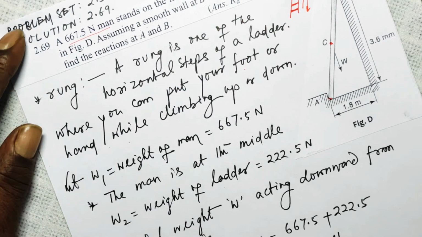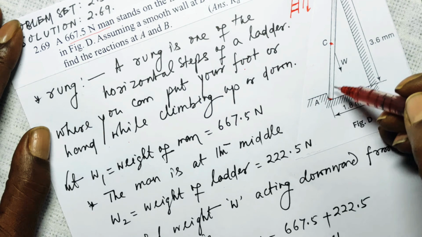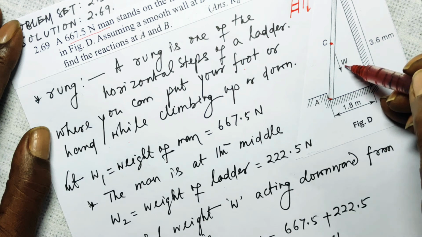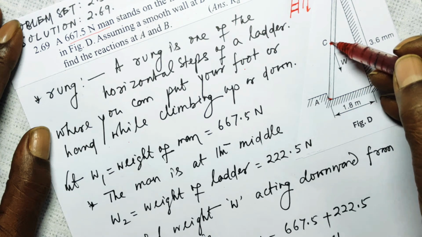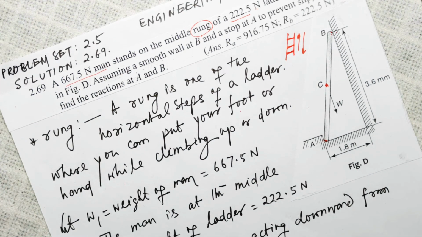Now look, the weight of this ladder is acting from the center of mass, which is exactly at the geometrical center, acting vertically downward. And the man is also standing at the same point, so his weight is also acting from the same point vertically downward. Means both the weights, the weight of the ladder and the weight of the man, are in the same line of action. So they will be added.